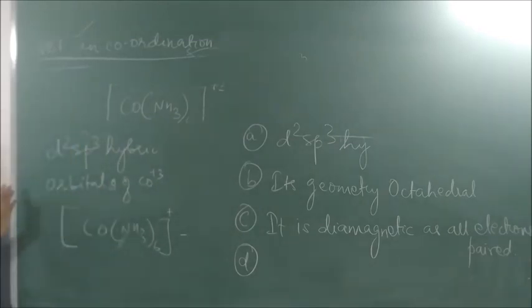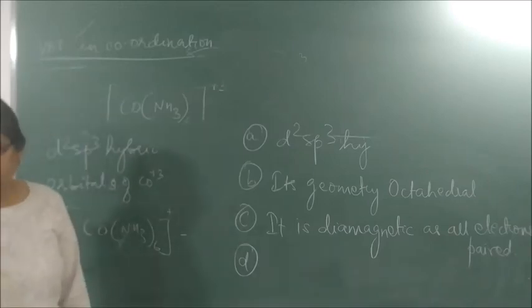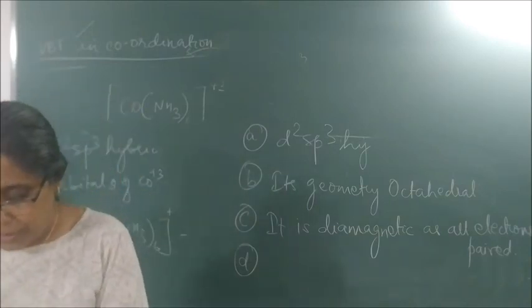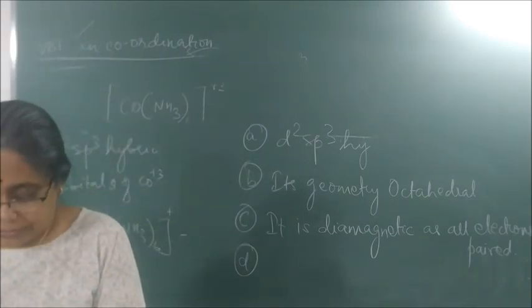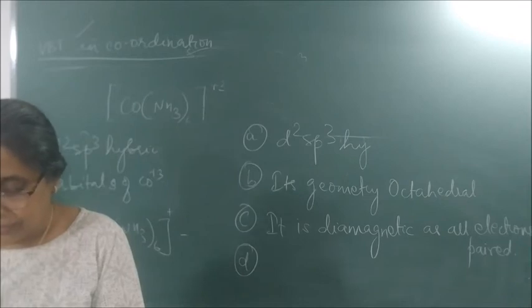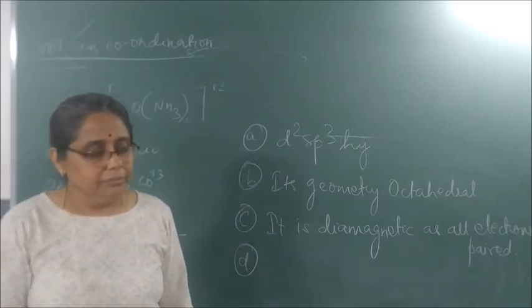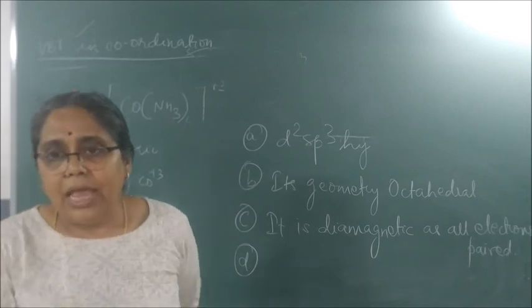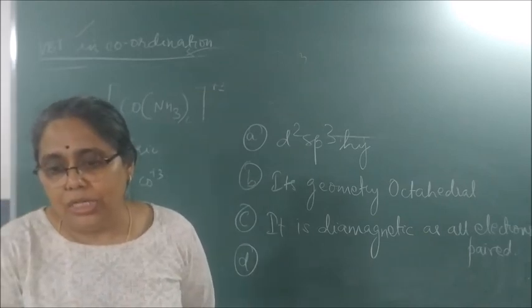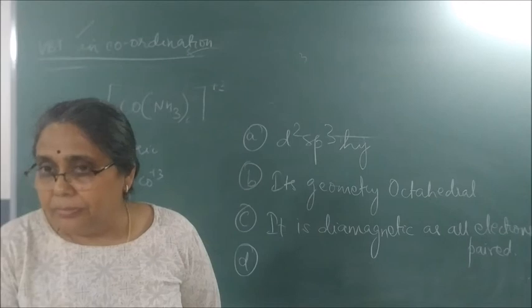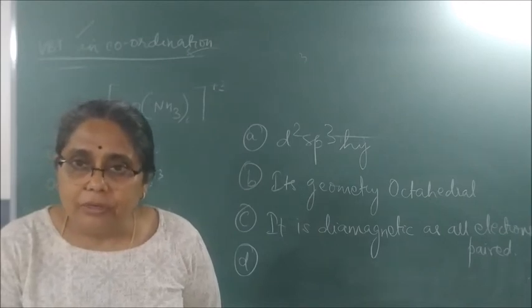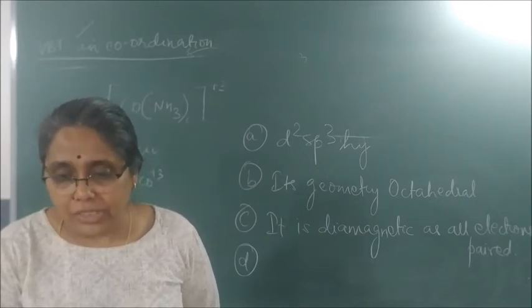The penultimate d orbital, the 3d orbital, is used. So what complex is it? It is an inner orbital complex, as an inner d orbital is used. Is it low spin or high spin? Low spin complex. Next point.